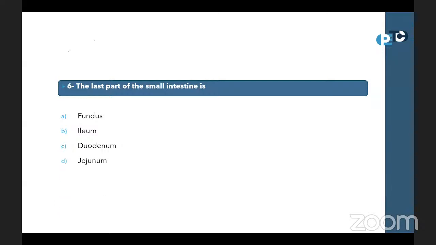The last part of the small intestine is called the fundus. No, it is a part of the stomach. Ileum, duodenum, or jejunum. Of course, it is the ileum. It is the ileum.